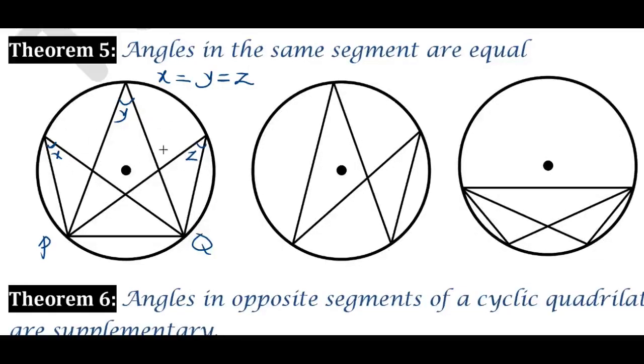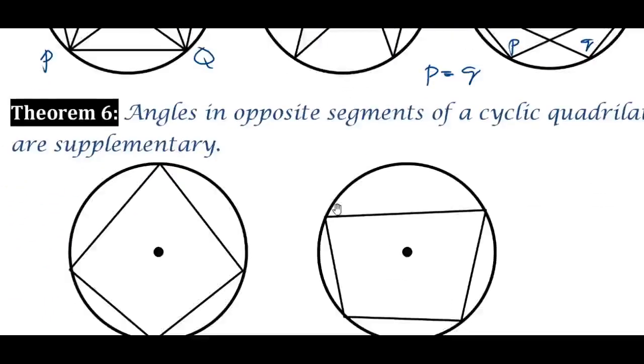Angles in the same segment are equal. The same thing is true for this diagram. So let's say I have A here and I have B here. A is equal to B because they are in the same segment. Then let's say I have P here and I have Q here. This is a chord. So P and Q are angles in the same segment. Therefore, P is equal to Q. So that is that about theorem 5. Theorem 6.